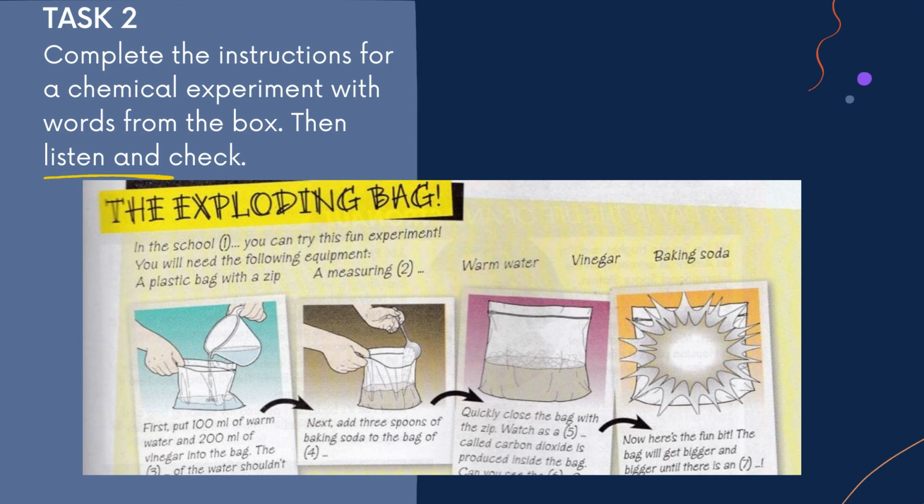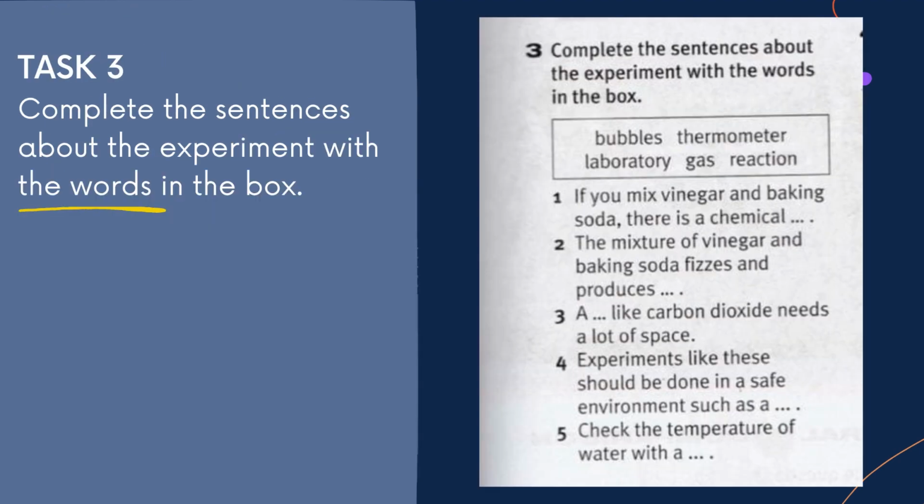Right now, let's proceed with the third task. Complete the sentences about the experiment with the words in the box. There are 5 words in the box: bubbles, thermometer, laboratory, gas, and reaction. So you have to answer by filling in the missing words here.